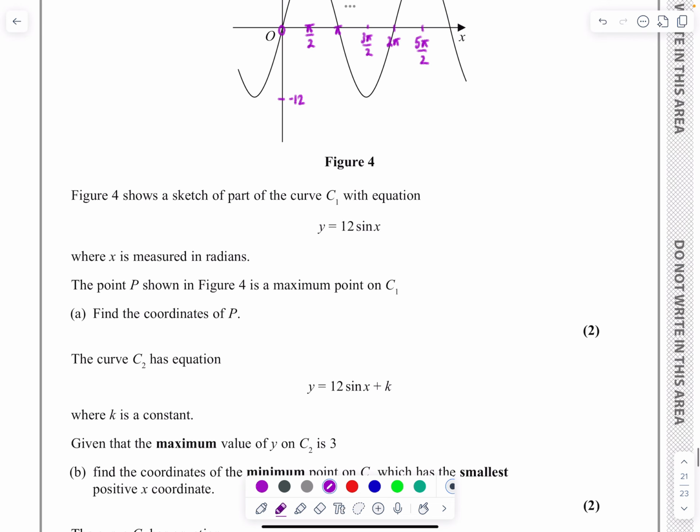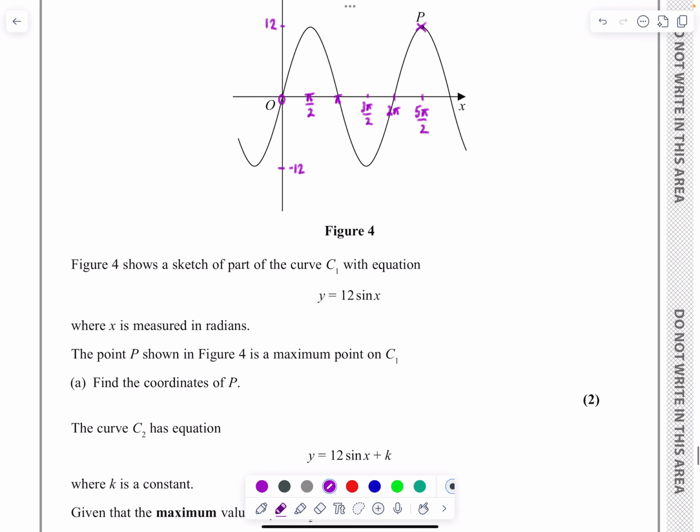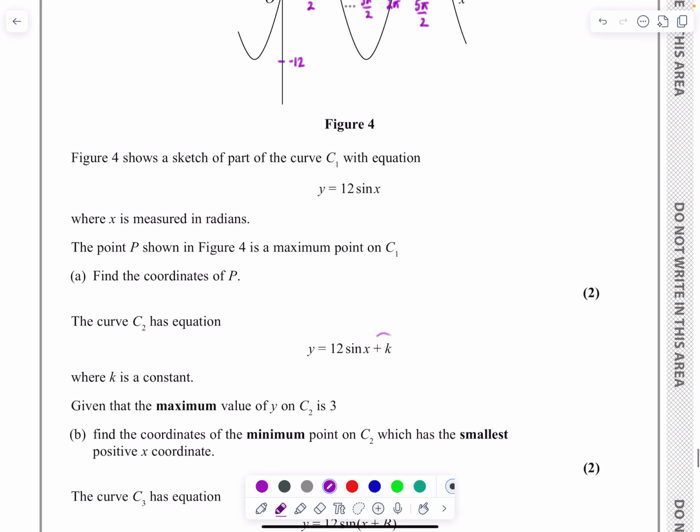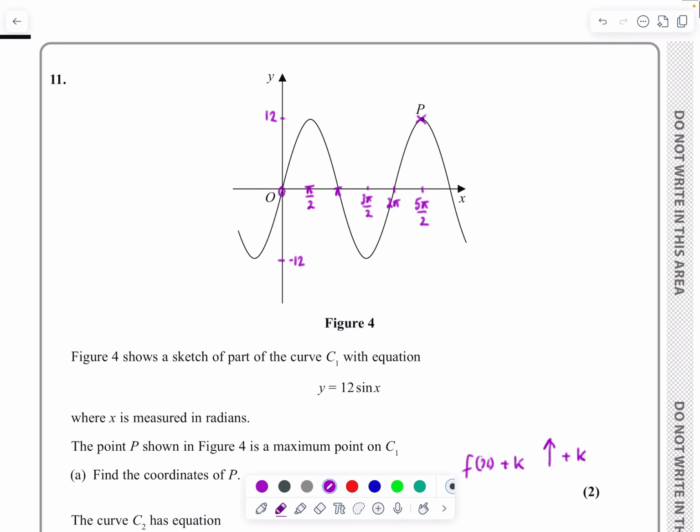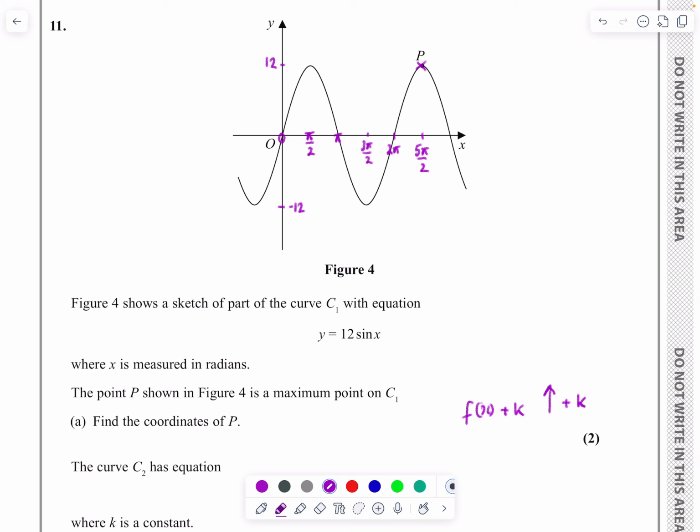Okay, first part done. Second part says, the curve C2, so a different curve, has the equation y equals 12 sine x plus k. So if I've got f of x plus k, I know that what happens there is that the whole graph moves up by k units. It says the new maximum value of y on C2 is going to be equal to 3. So we need to think carefully about this one then. My original graph is this one here.